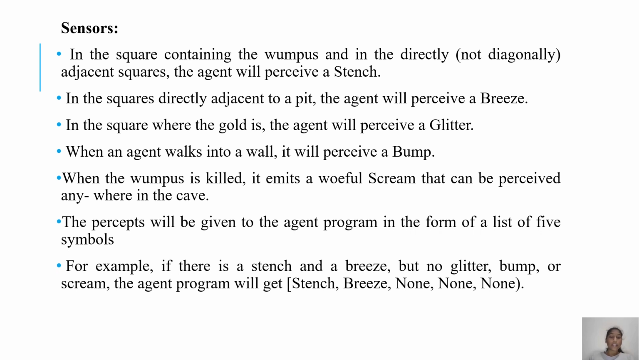The percepts will be given to the agent program in the form of a list of five symbols: stench, breeze, glitter, bump, and scream. For example, if there is a stench and a breeze but no glitter, bump, or scream, the agent program will get stench, breeze, none, none, none. Here, the three nones indicate that there is no glitter, no bump, and no scream.